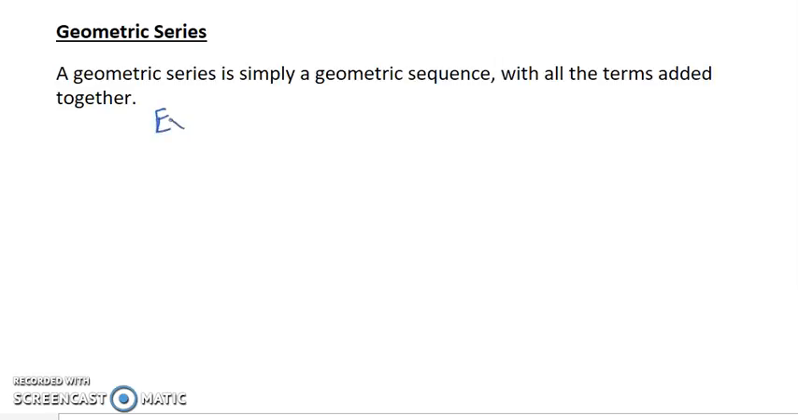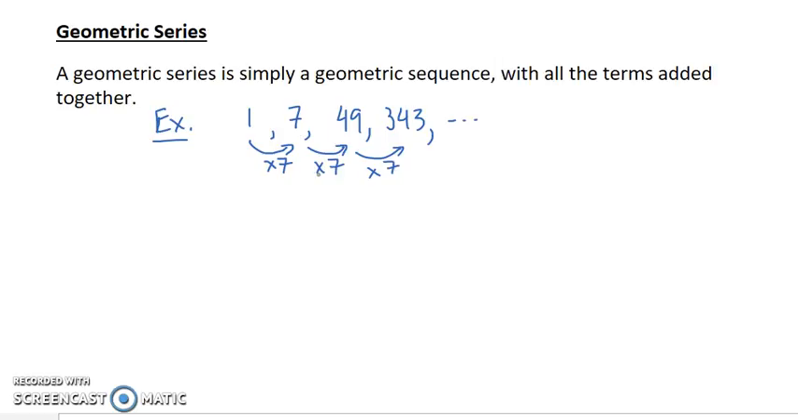So for example, let's take the geometric sequence 1, 7, 49, 343, etc. You can clearly see that in each case I'm multiplying by 7. And so if I just take the comma and replace it with an addition sign, I now have the geometric series as shown. This is the sequence.